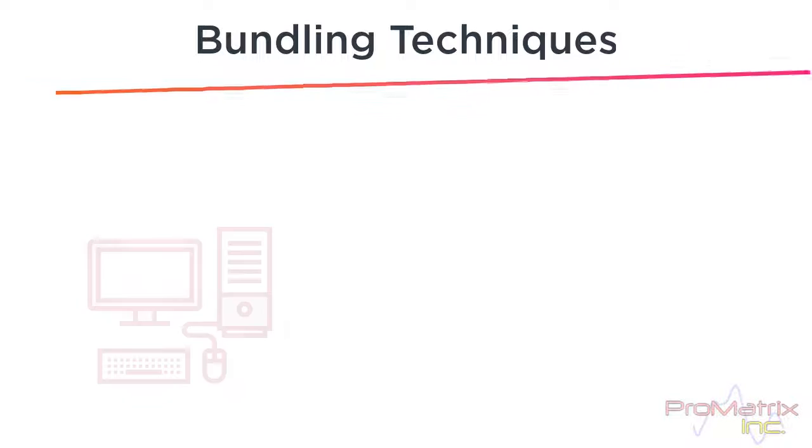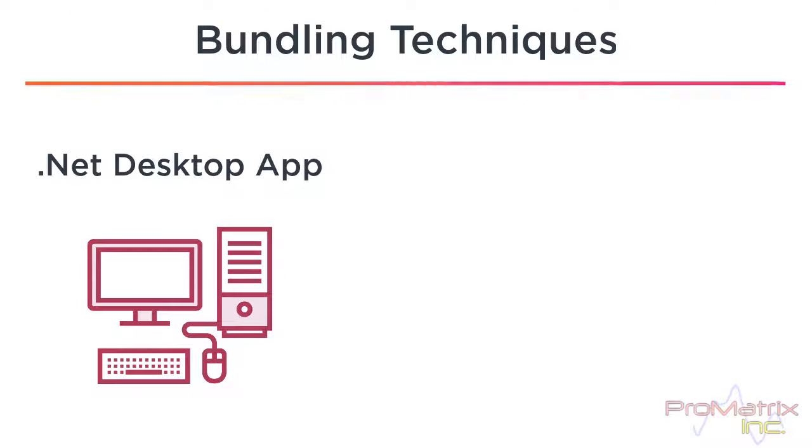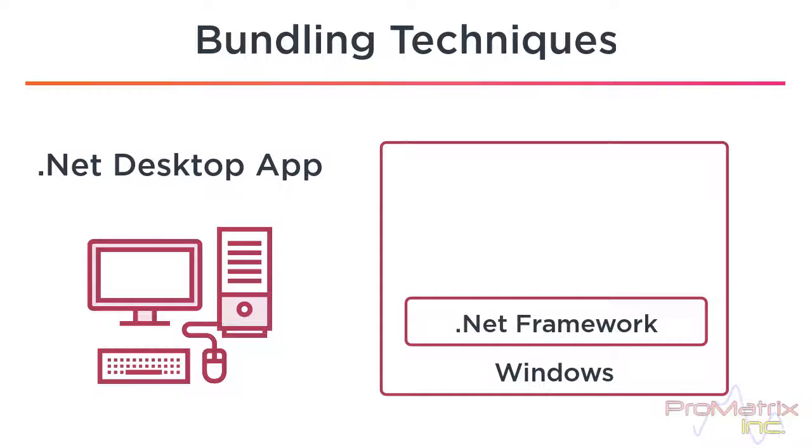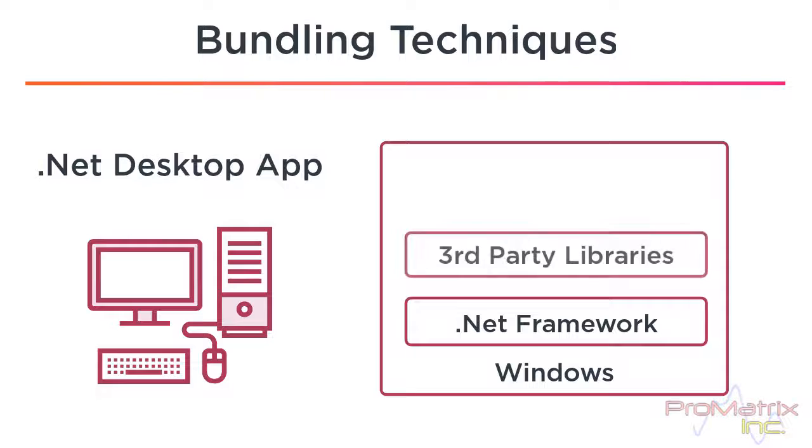Let's first look at how a .NET desktop application gets installed, and then see if we can mimic this behavior. To use a desktop app, you first download and install the .NET framework. Then you download and install the application, which also installs the third-party libraries as well as the desktop application.